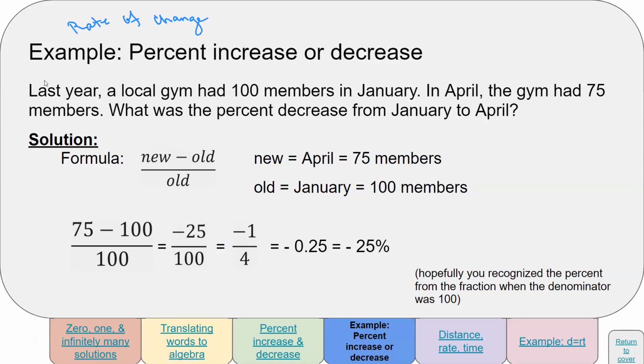So my problem is, last year a local gym had 100 members in January. In April, the gym had 75 members. Typical of what happens because of New Year's resolutions. What is the percent decrease from January to April?